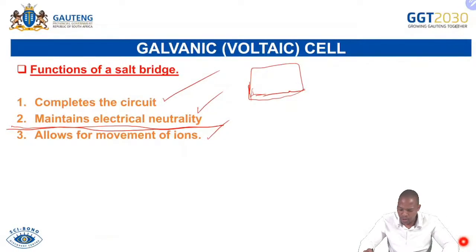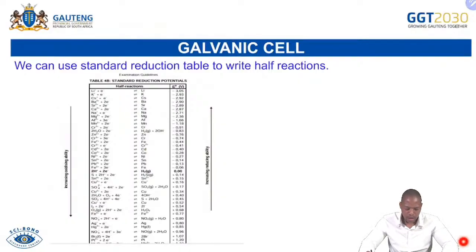Okay, we've talked about the functions of the salt bridge. Let's look at how you predict everything that I've just done just by using the table of standard reduction potential. There's an easy method that most people will call the Z method, which I'm pretty sure most of you are familiar with.